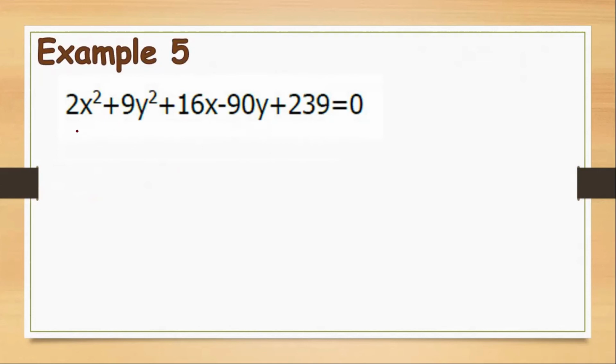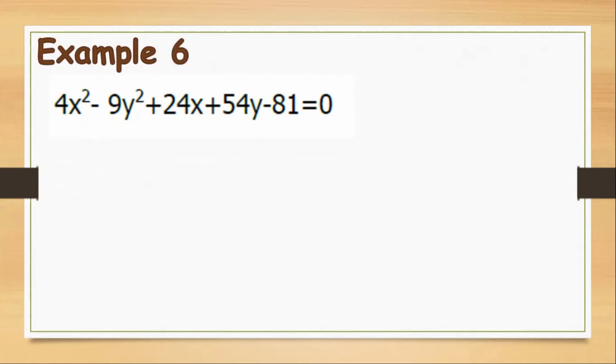Okay, for number 5, we have A equal to 2 and B equal to 9. Since they have the same signs but are unequal, therefore we can say that this one is representing an ellipse. And for example number 6, we have 4x squared minus 9y squared. Take note that they are unequal and also they have different signs. Therefore, we can say that this equation is representing a hyperbola.